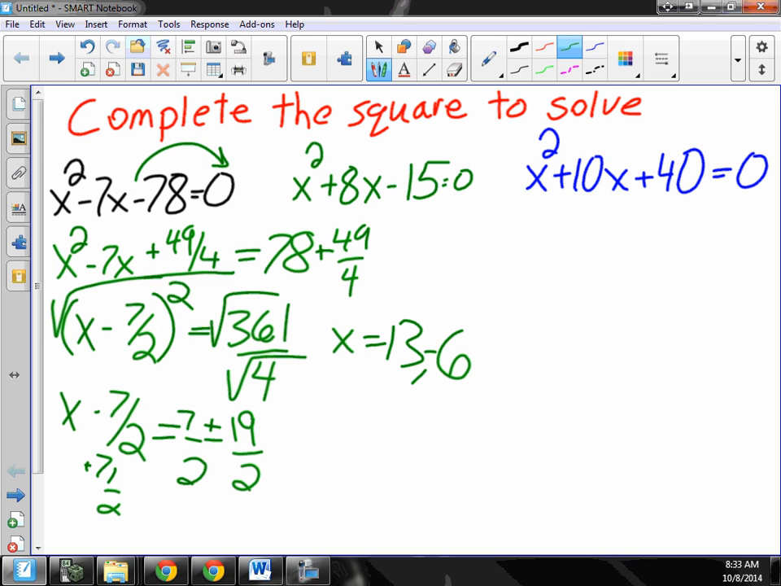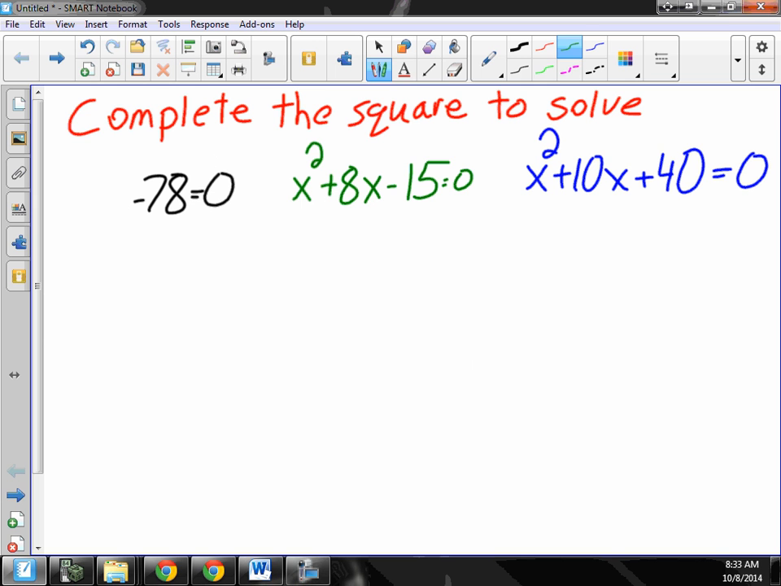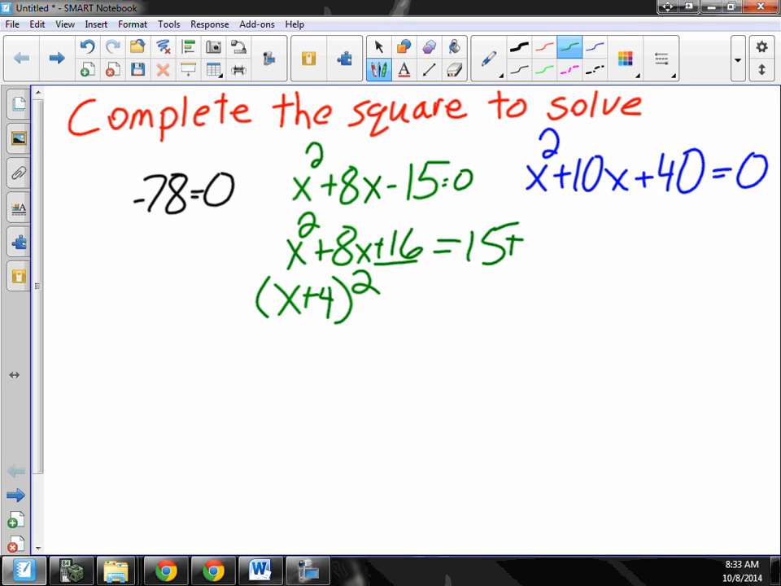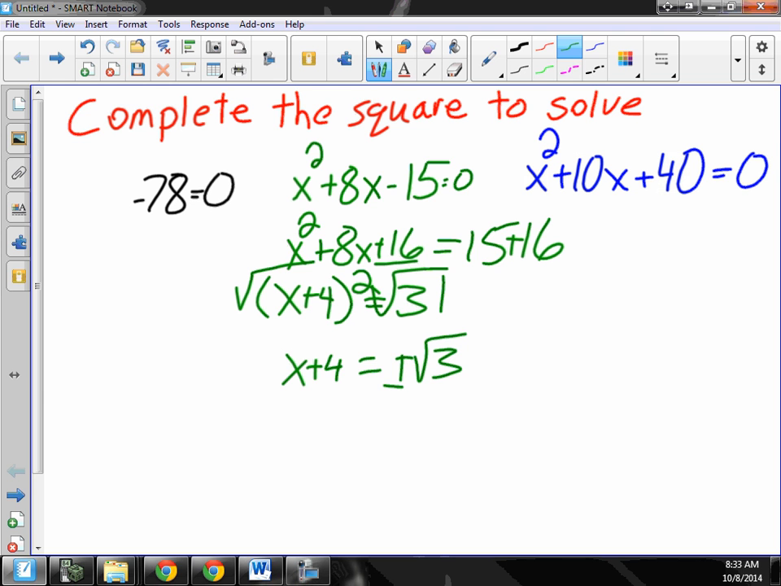Okay? All right, I believe the next one is not going to be so nice. x squared plus 8x, leave a space, equals 15. So my factor is x plus 4 squared. So my perfect square would be 16. 31 square root. x plus 4 equals plus or minus the square root of 31. 31 is prime, so it's not going to simplify. Subtract 4. And my answers are x equals negative 4 plus or minus the square root of 31.